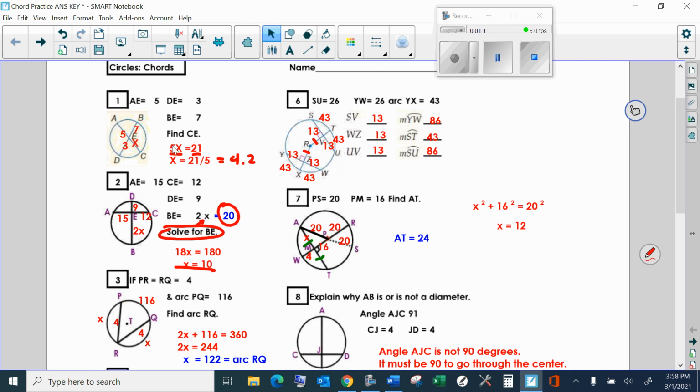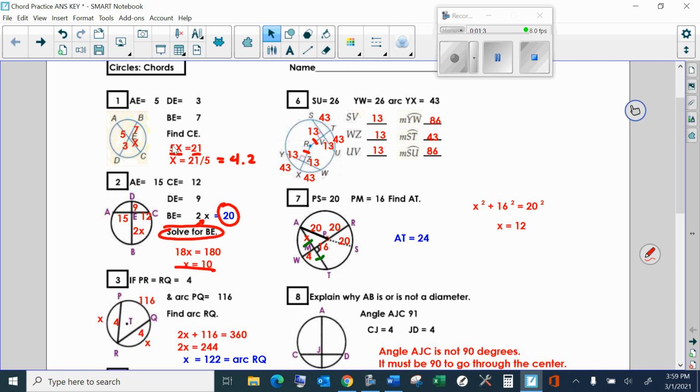All right, let's come over here to 6. The length of SU is 26. So notice it's perpendicular to that chord, which means it goes through the center of the circle. If I continued on through, it'd be a diameter. So that means it's also a perpendicular bisector. So it's 13 and 13.